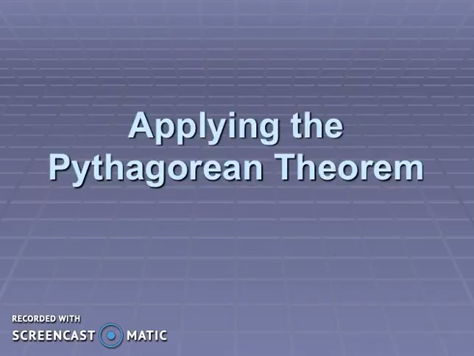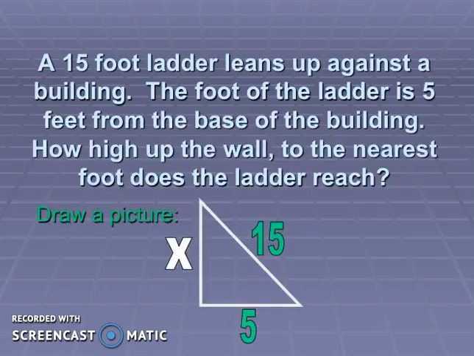Now, applying it. This is where we start to get into a few difficulties if we're not careful. The example here is a 15-foot ladder that leans up against a building. The foot of the ladder is 5 feet from the base of the building. How high up the wall, to the nearest foot, does the ladder reach? The first thing we need to do is draw a picture.